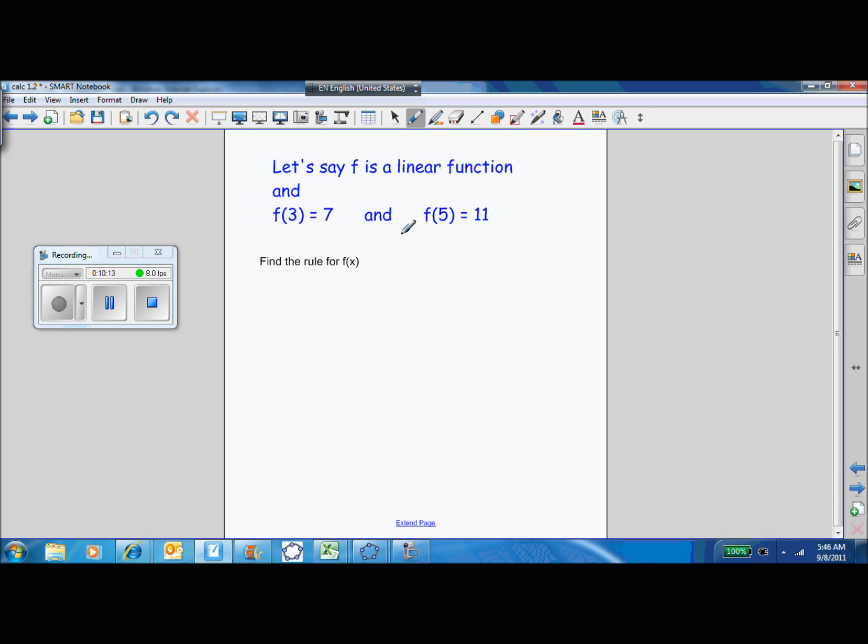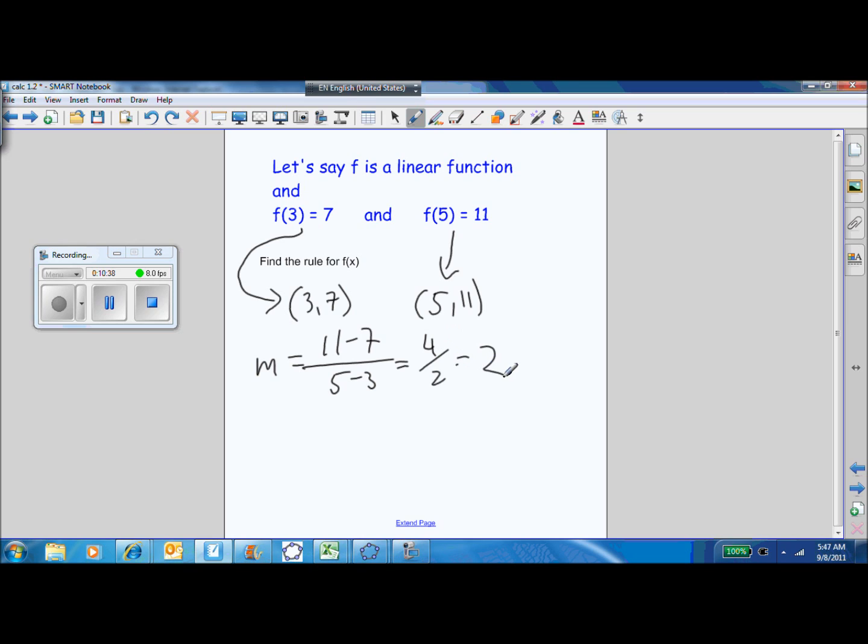Now let's say f is a linear function and we know these two ideas. f of 3 equals 7 and f of 5 equals 11. Find the rule. Well, f of 3 equals 7 is equivalent to saying the point 3 comma 7, because you're putting 3 into the function, that's the x. 7 comes out, that's the y. And f of 5 equals 11 is 5 comma 11. So from those 2 points we can come up with the slope. 11 minus 7 over 5 minus 3. So that's 4 halves, or 2.